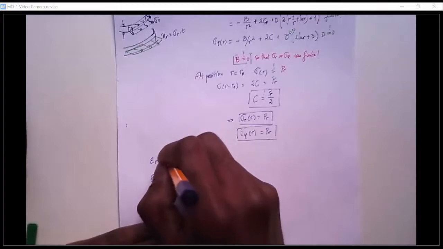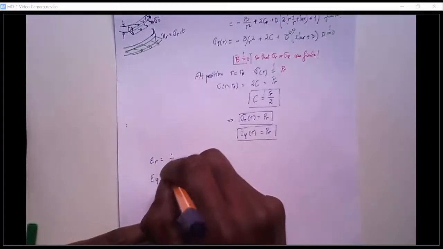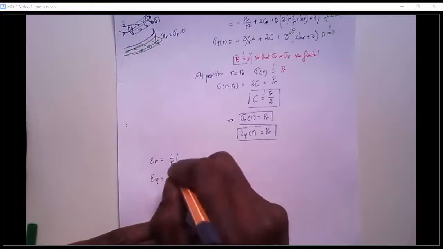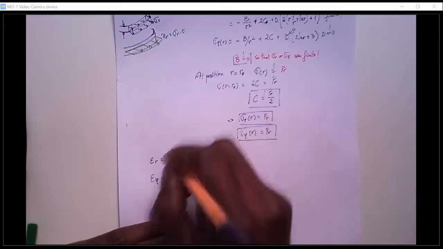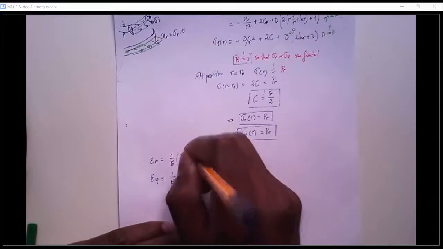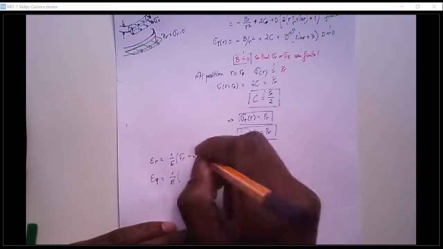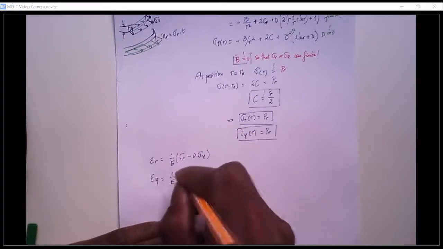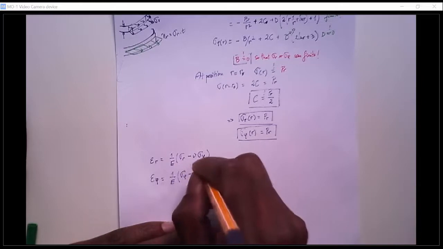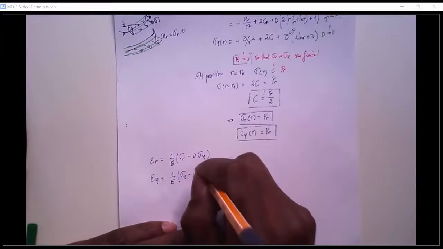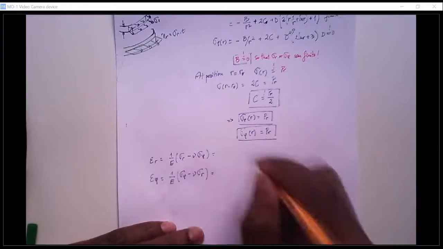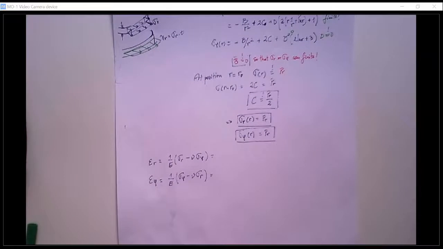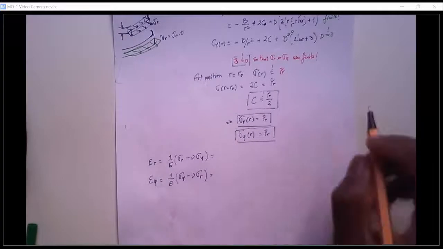So epsilon r equals 1 divided by the Young's modulus times sigma in the radial direction minus Poisson's ratio times sigma in the phi direction. And epsilon phi equals 1 over E times sigma in the phi direction minus Poisson's ratio times sigma in the radial direction. And this is like a two-dimensional stress, a plane stress state.